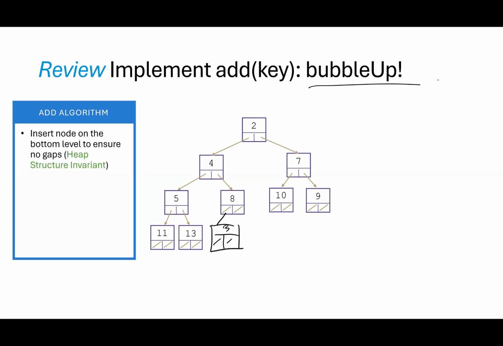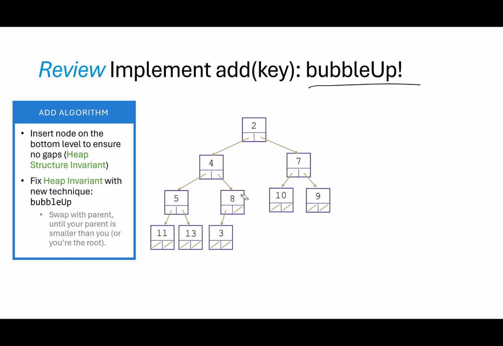Insert the node at the bottom level to ensure that there are no gaps. That means make sure that this is still a complete tree. That is the place where I have to add this circle. Then fix the heap invariant. The structure invariant is fine now, but the heap invariant says that the parent has to be smaller than the child. So I have to bubble up. I have to swap with my parent until my parent is smaller than me.